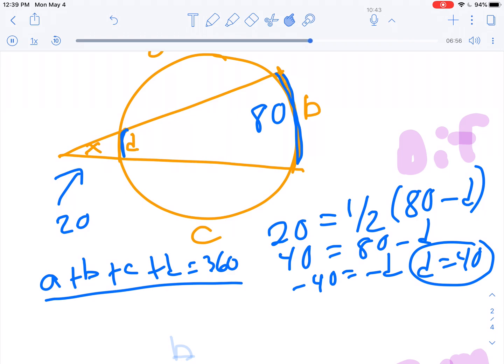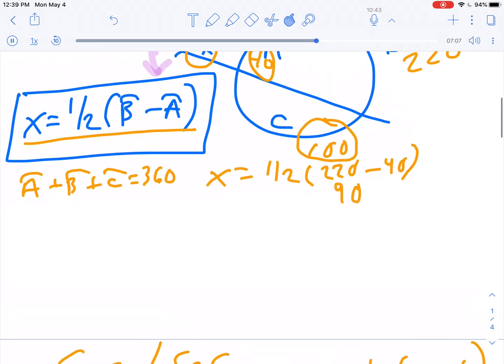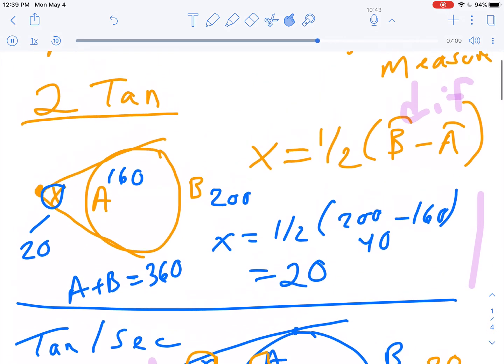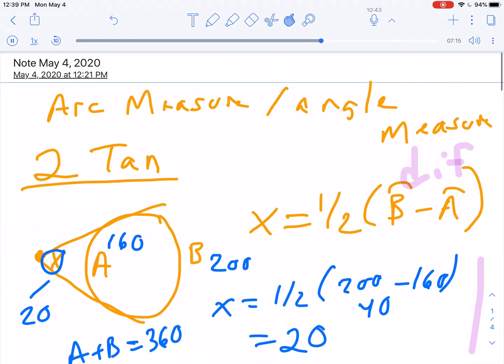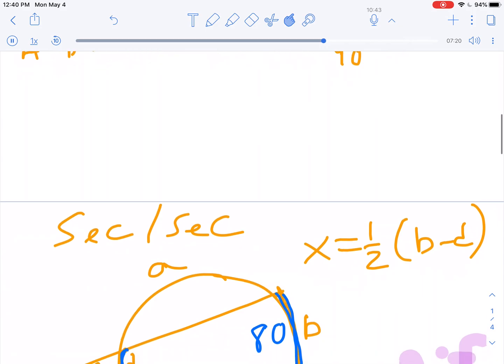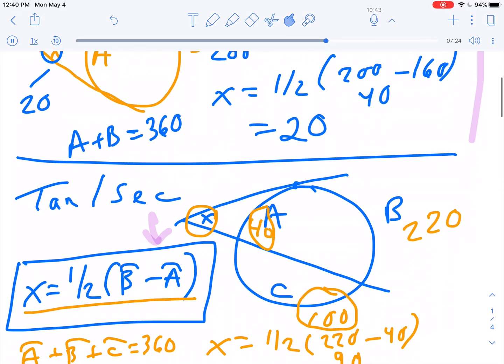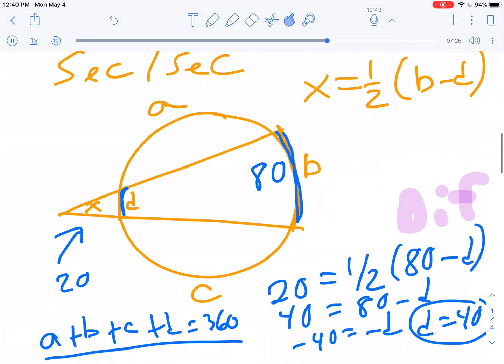So in this scenario, you have 4 parts, A, B, C, and D. But angle X is 1/2 of arc B minus D. Up here was the same thing. X is 1/2 of the arc it cuts through, B, minus A. And on this one here, angle X is 1/2 again of the arc that cuts through, B and A. Here there's only 2 arcs. In this scenario there are 3 arcs. In this scenario there are 4 arcs.